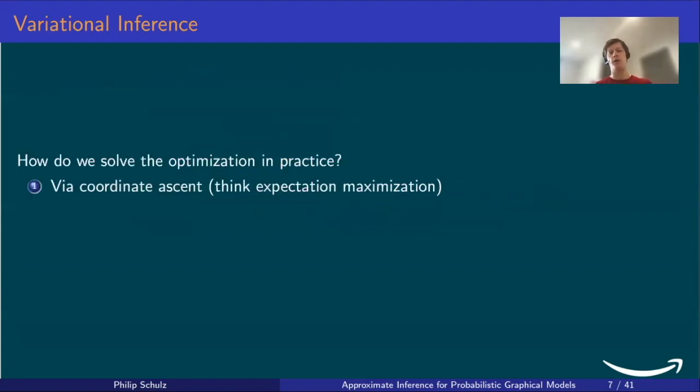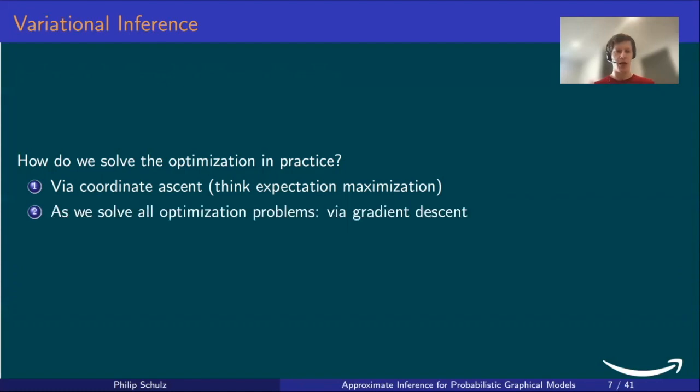Okay, so how do we solve this optimization in practice? Well, on one hand, as I already pointed out, we could use coordinate ascent, where first we're optimizing for lambda, then we're optimizing for theta, optimizing for lambda again, optimizing for theta again. So kind of an alternate optimization procedure. That's very akin to what often happens in expectation maximization. But no, that's not what we're going to do today. Today, we're just going to solve this problem like we basically solve all optimization problems these days via gradient descent, right?